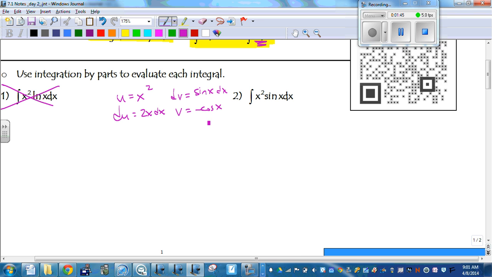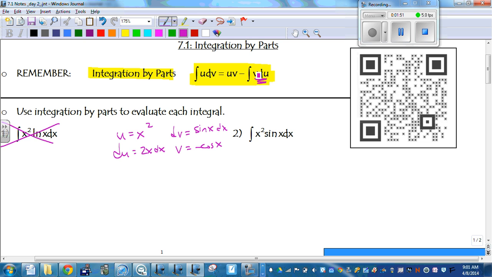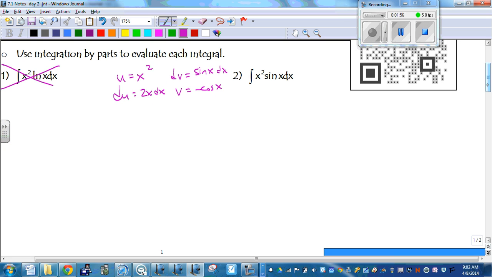Alright, so those are the things you want to think of as you're setting up the u and the dv. Just keep in mind that v and du are inside the integral, so we want those to be as simple as possible. So we're going to get u times v, so x squared times negative cosine of x, so I'll put the negative in front, negative x squared cosine of x, minus the antiderivative of v du. So we've got that negative there, so I'm going to change this minus to a plus, and we end up with 2x cosine of x dx.